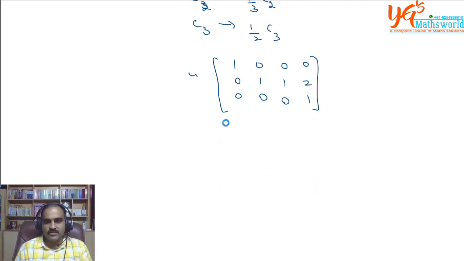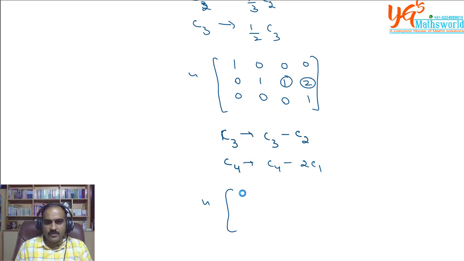Okay. Now the next operation will be on C3, that is C3 minus C2, and on C4, that is C4 minus 2 times C1. I need to make this one and this one as 0. So it will be 1 0 0, 0 1 0. Now 0, 1 minus 1, 0 and 0, 0 0 and 1.